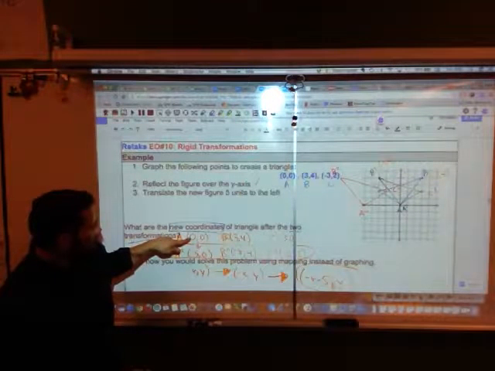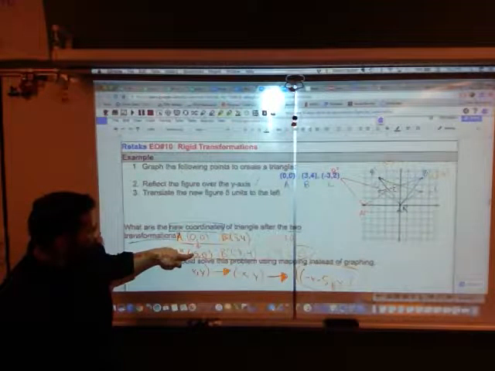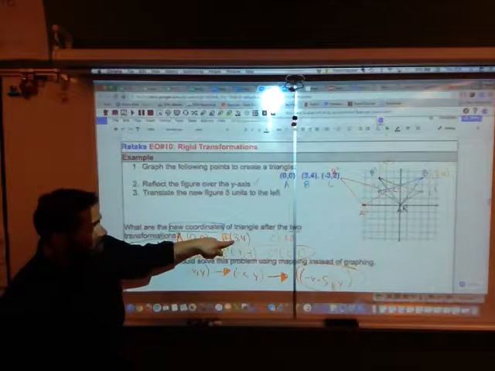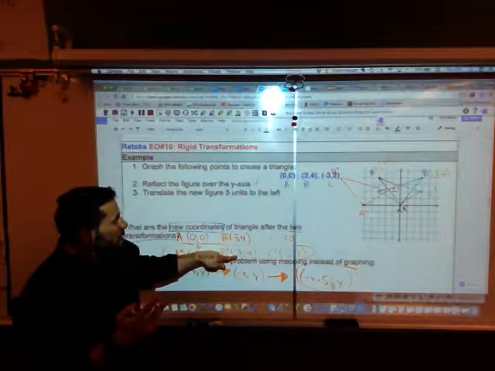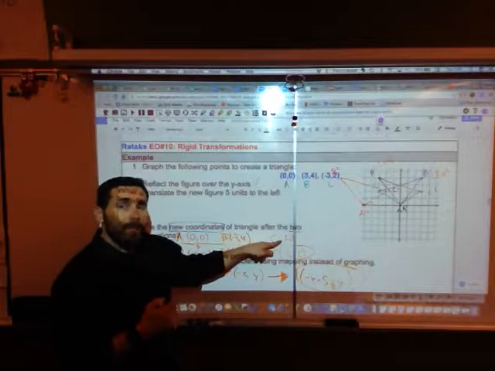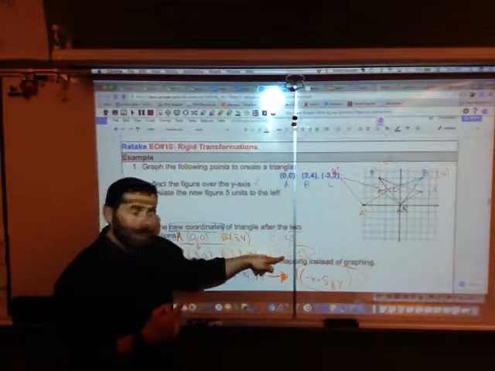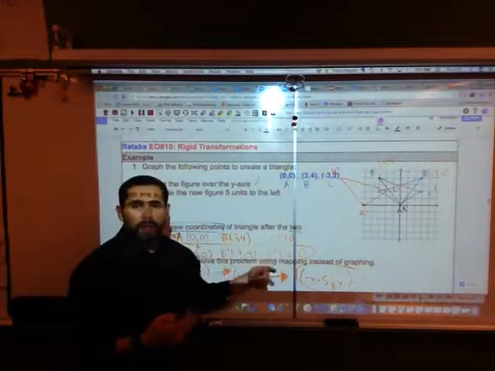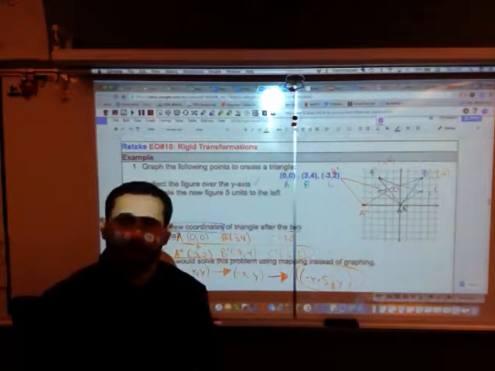Change the sign of the x, subtract 5 from it, keep the y value. Change the sign to a negative 3, subtract 5 from it, -8, keep the y. Change the sign to a positive 3, subtract 5 from it, -2, keep the y. That's my mapping. It could be a little bit of a shortcut rather than graphing it.